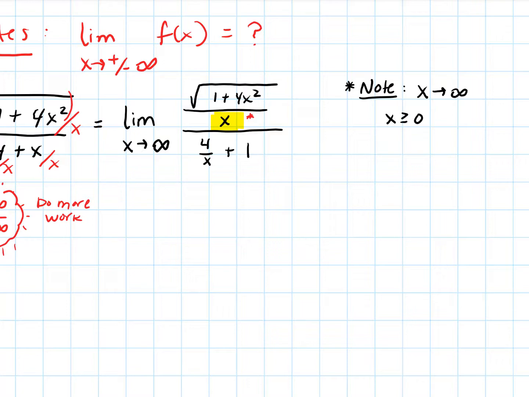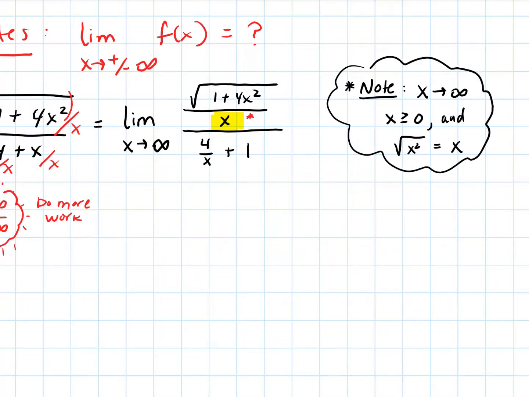Going the other direction, we'll have to consider when x is negative. But we're definitely approaching infinity, and we know by definition that, let's write it this way, the square root of x squared is equal to x, since x is positive. Remember, when you take the square root of x squared, you get back a positive number. So if x is positive, it will be equal to exactly x. Okay, so this is our little note.